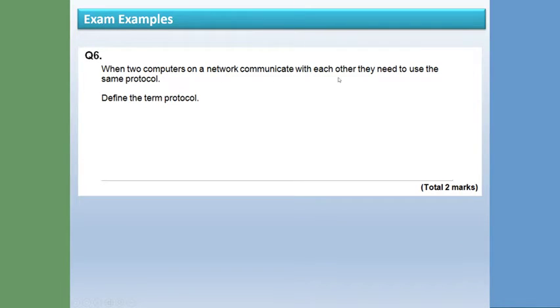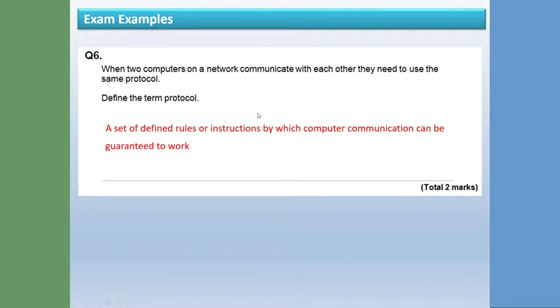When two computers on a network communicate with each other, they need to use the same protocol. Define the term protocol. Well, it's a set of rules. Those rules are defined and they allow that communication. As long as these two computers are following these rules, it's guaranteed to work. So that's two key points there for protocol.